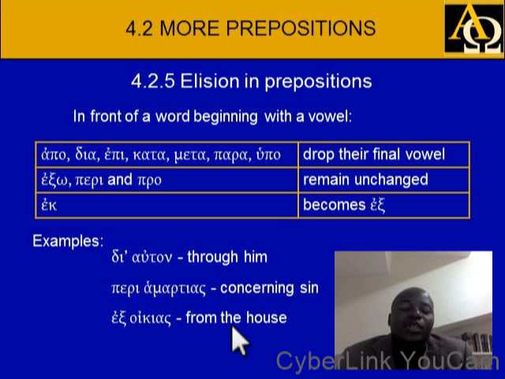We also have elision when it comes to prepositions, as we have talked about: in front of a word beginning with a vowel, the final vowel drops. So apo will drop the omicron. For eis, peri, and pro, they remain unchanged. And then ek becomes ex. So di' auton, through him. Peri hamartias, concerning sin. Ex oikias, from the house.